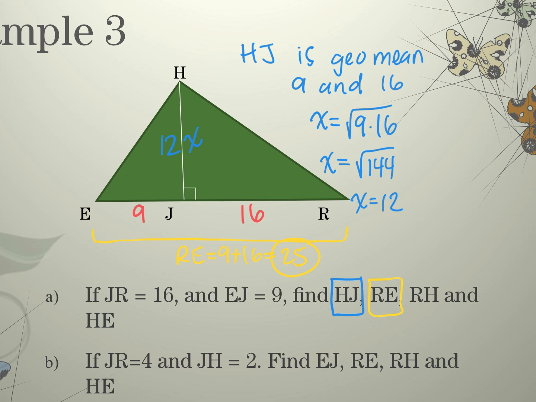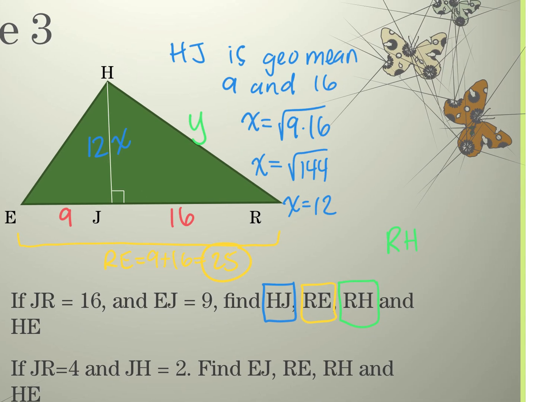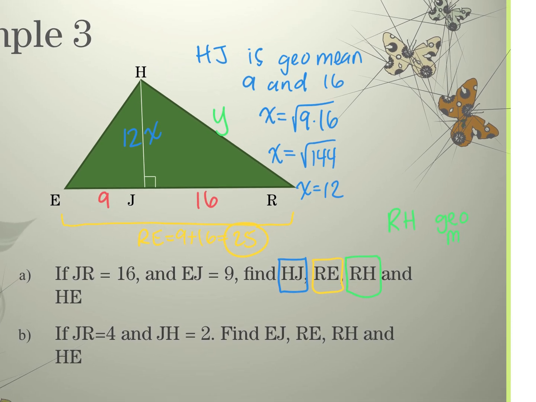Where is RH? It's top right, right? So let's make this Y. So RH, remember now, use the previous slide. It's going to be the geomean of what 2 values? RJ and RE. Guys, it's going to be the geomean of this 16 and then the full length on the bottom, which is 25. You guys with me or no?